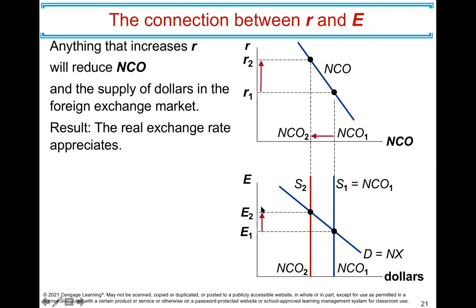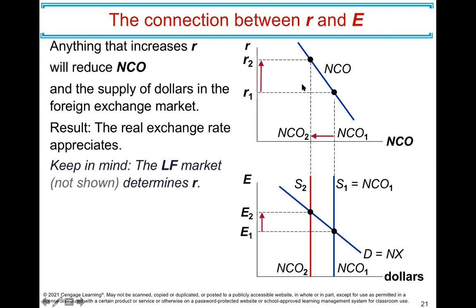The exchange rate goes up because the rest of the world is trying to get some dollars so they can buy Apple laptops and Tesla cars, but they can't find those dollars because there's no supply. The NCO has decreased because of an increase in R.